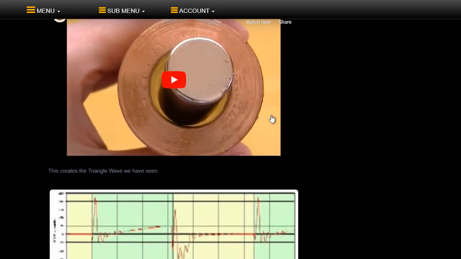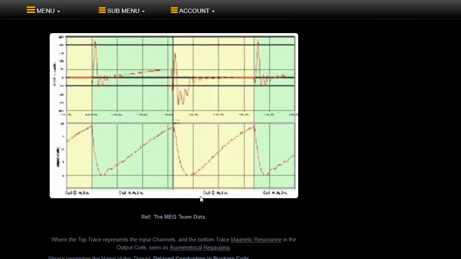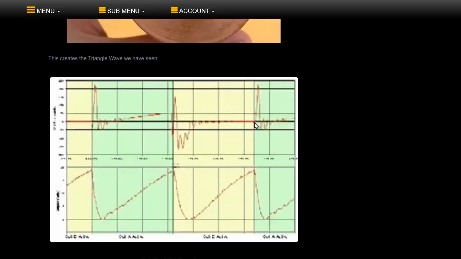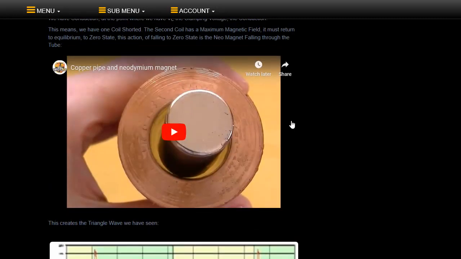Same process as placing the magnet at the top of the copper tube. We have a very high potential. The magnet's magnetic field is very high at the top of the tube. We let it go from here, and it goes all the way down to there, the bottom of the tube. So interesting.